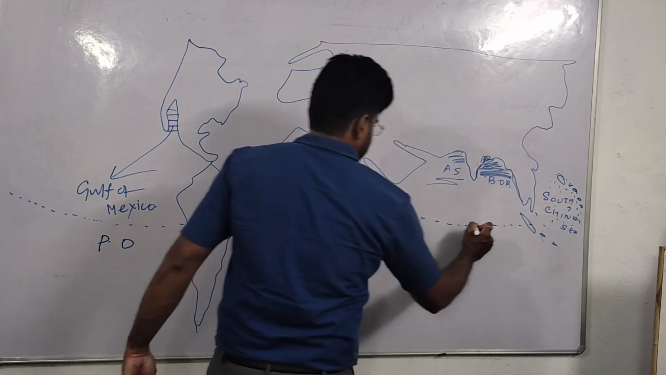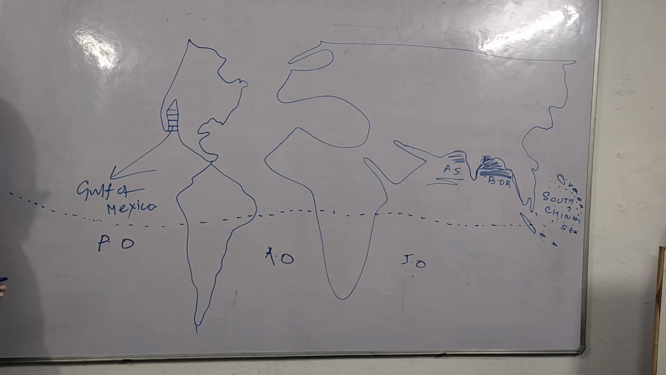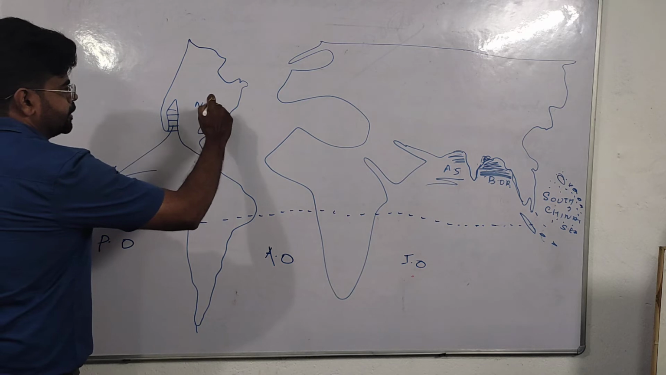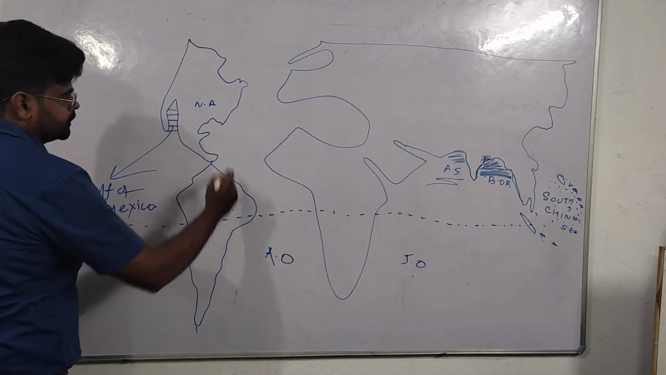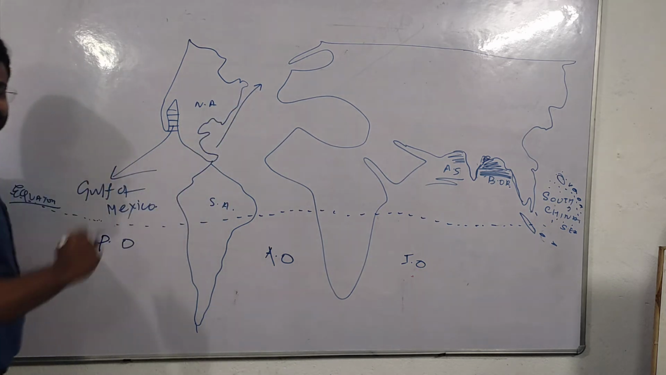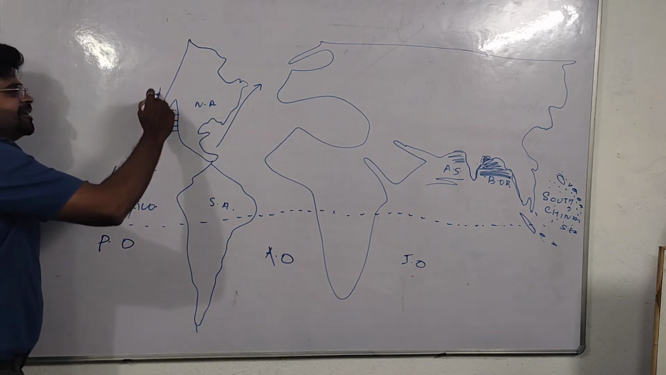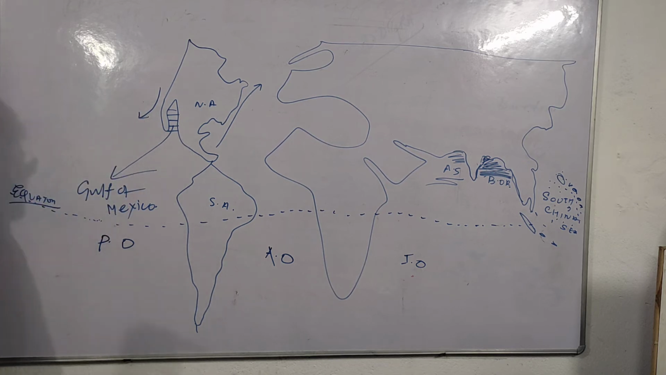Can you analyze the line that I have drawn? What is this line? Very good. Most of you will be confused, right? Let us take this is North America, this is South America. This side, is it a warm current or cold current? And on this side, cold current. That's a confusing thing.